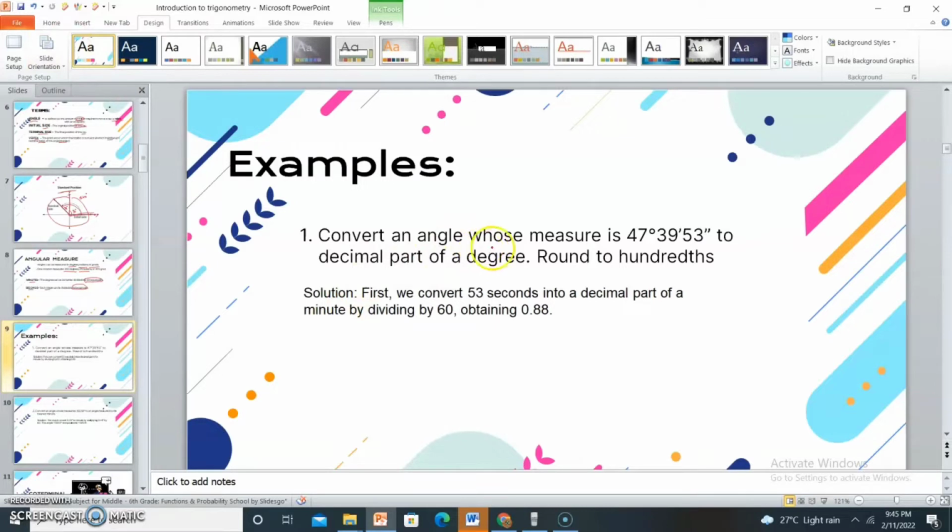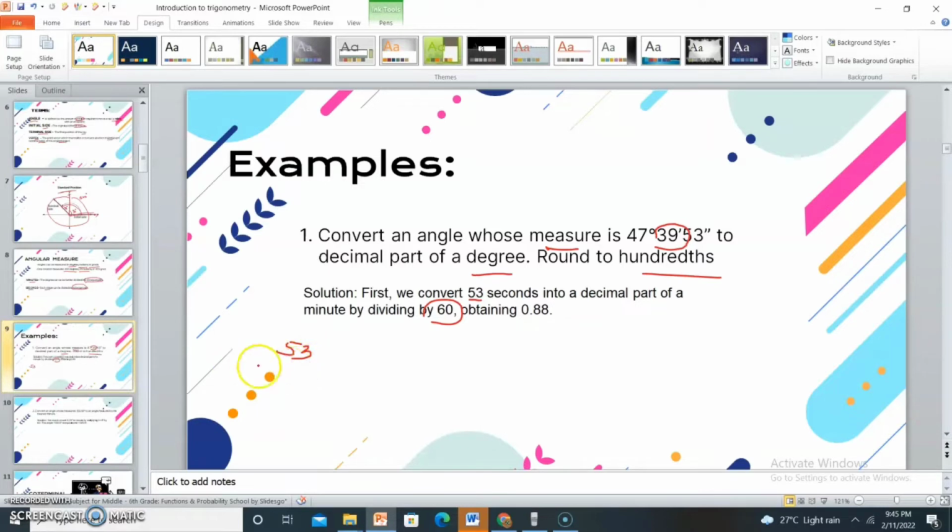Convert an angle whose measure is 45 degrees, 39 minutes, and 53 seconds to decimal parts of a degree. Round to four decimal places. First solution: we convert 53 seconds into a decimal part of a minute by dividing by 60, obtaining 0.88.